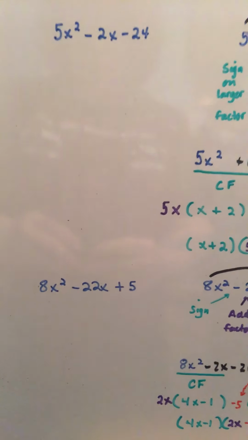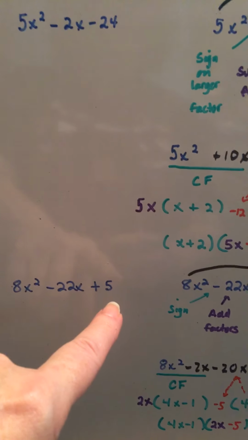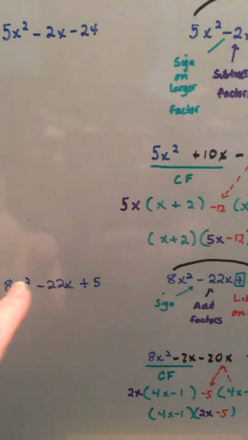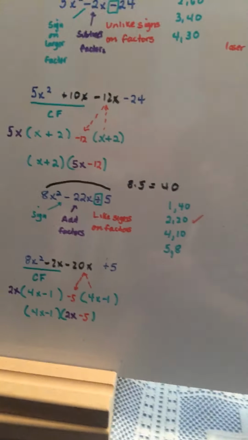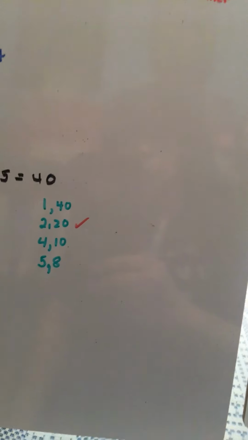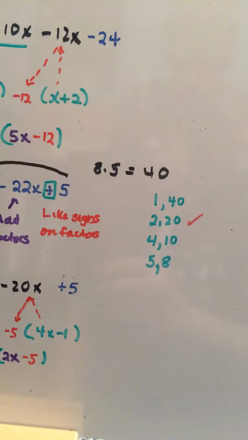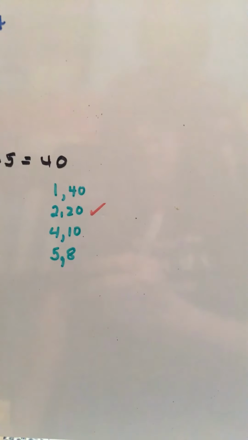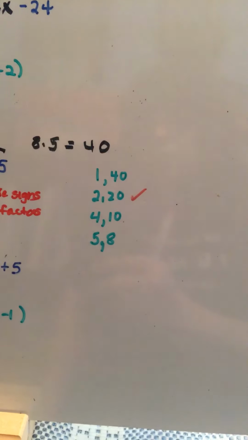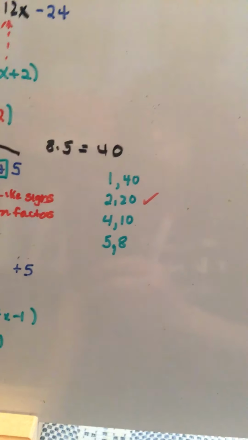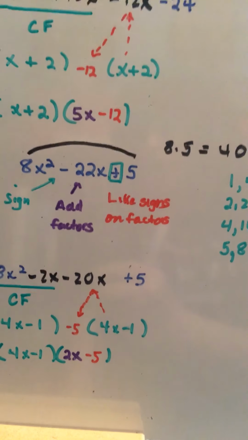One more. I give you this. What am I going to do? I'm not going to use the 5 for my list, but I'm going to use 8 times 5. And 8 times 5 is giving me 40. I list all the factors. What is the sign on 5, though? It's positive 5. It said these are like. When you have like signs, what do you have to do? You need to add. So which ones give me 22? 2 and 20. When I add, whatever sign is there, I need to keep.